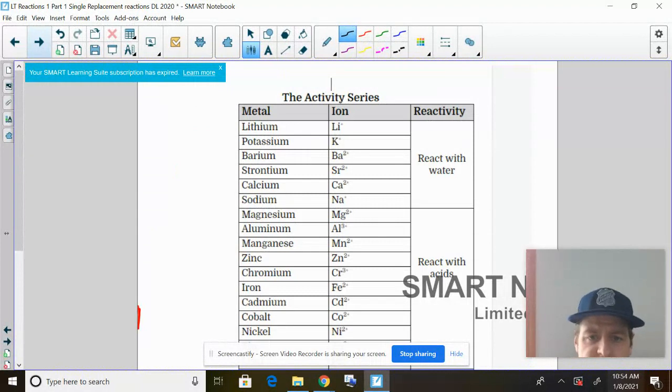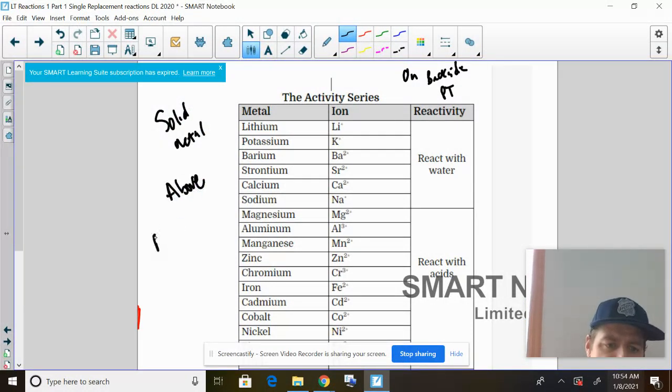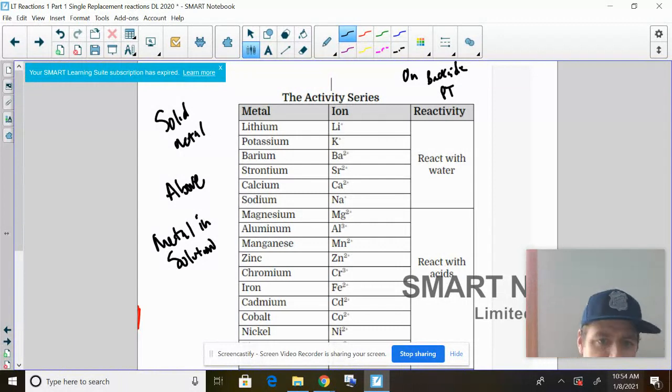All right, so here's the activity series, and I put this in your doc. It's also on the back side of your periodic table. Basically here's what has to happen. The solid metal has to be above the metal in solution for the reaction to happen. If the solid metal is below it, it won't switch, and we get a no reaction. So the solid metal has to be above the metal that's in solution for it to happen.